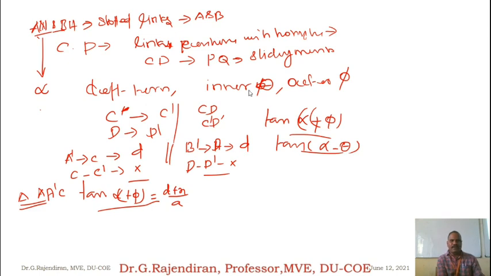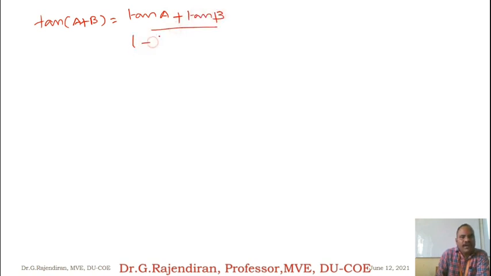Now, what are the things we derived? Tan alpha plus phi, tan alpha minus theta. Clear? Now we will go for one fundamental equation. We know that tan of a plus b is equal to tan a plus tan b divided by 1 minus tan a tan b. Clear?